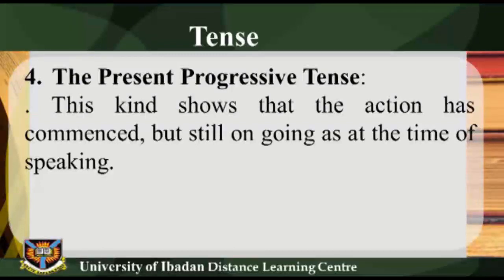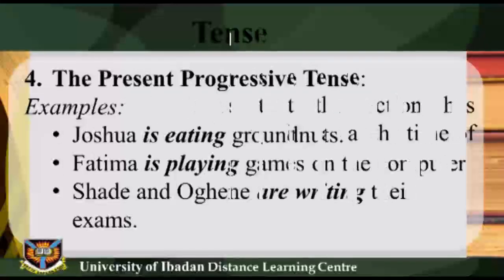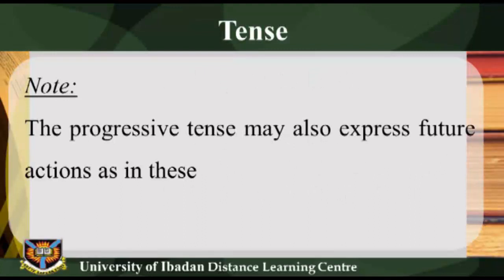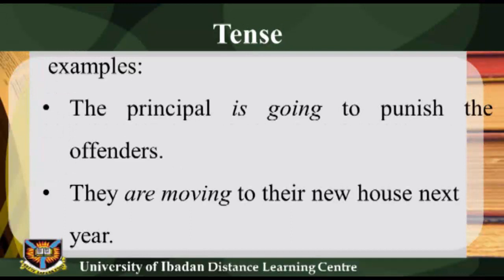Examples include the following. A. Joshua is eating groundnuts. B. Fatima is playing games on the computer. C. Jade and Ogenovo are writing their exams. The progressive tense may also express future actions, as in these examples. A. The principal is going to punish the offenders. B. They are moving to their new house next year.